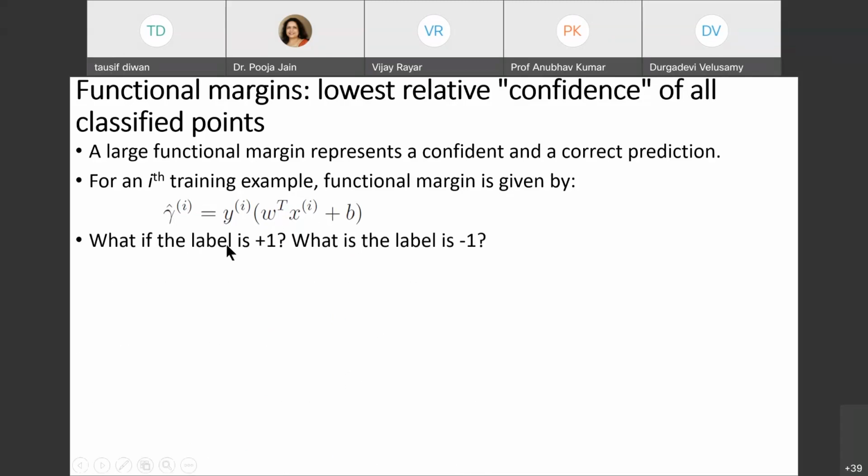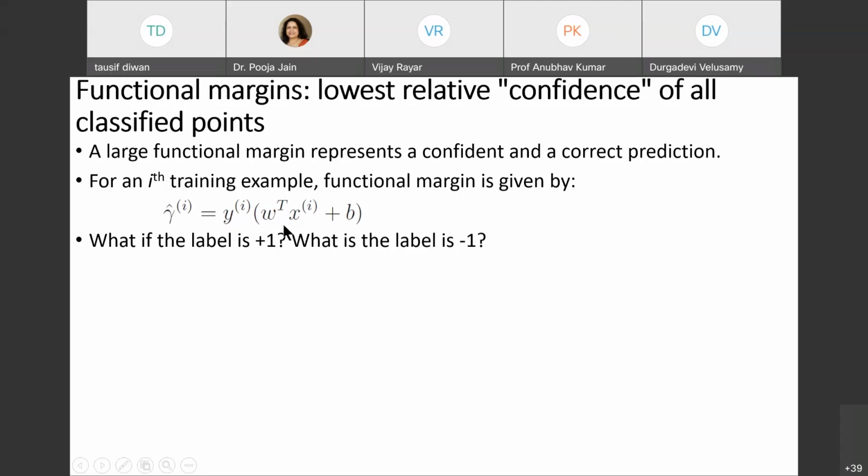See, there are two possibilities as we are dealing with binary classification. Either the label could be +1 or the label would be -1. Now, what will happen when the label is +1? Just look at this. When the label is +1, then yi is nothing but +1. This is just a label. So W transpose x plus b should be greater than 0. Then we consider this as the gamma cap of this particular sample.